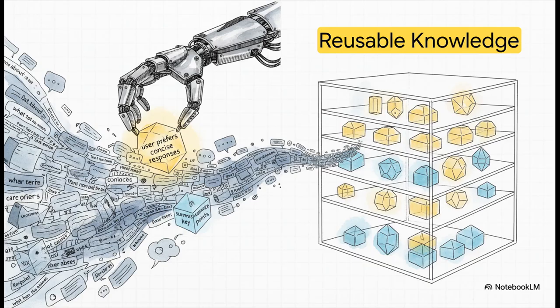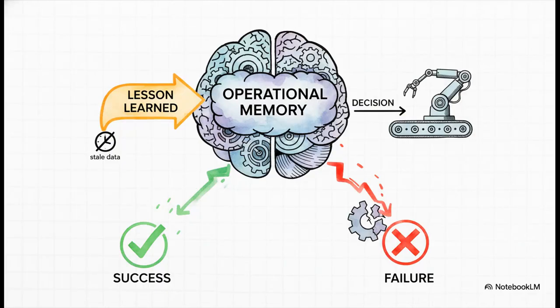It pulls out key facts from the conversation, so they're not just lost in the text. Things like, the user likes short answers, or, in this project, site means a facility. These become reusable pieces of knowledge. And then, we get to my favorite layer, the most valuable one, operational decision memory.